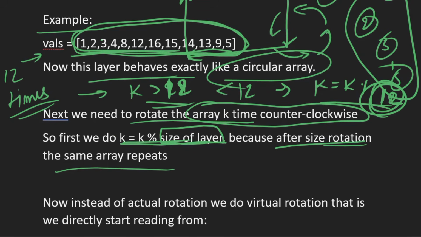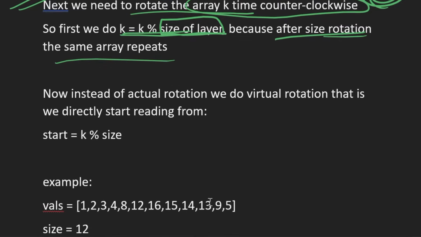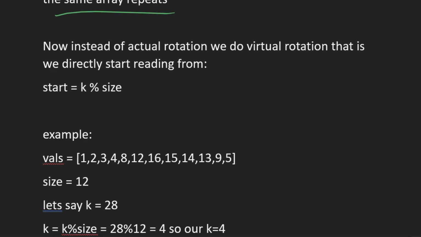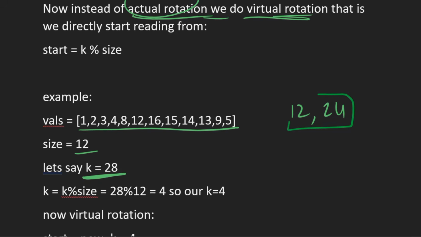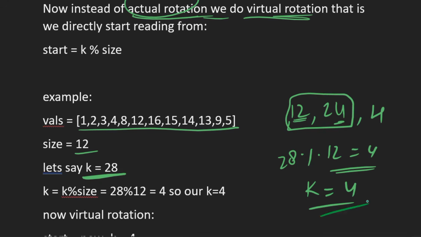So we reduce k. After reducing k, next we need to rotate the array. But instead of actually rotating the array, we do a virtual rotation. What does that mean? Suppose these are the elements of the layer. The size is 12, and let's say k is equal to 28. After 12, then 24. Up to 24 rotations, the same array will be repeating. Then how much is left? 4 is left, which we get by 28 modulo 12, which is 4. So now our k is equal to 4. That means we have to rotate 4 times in the counterclockwise direction, right?